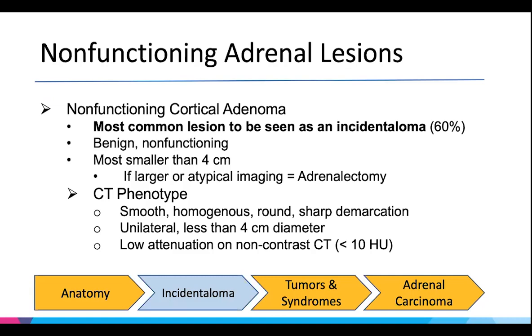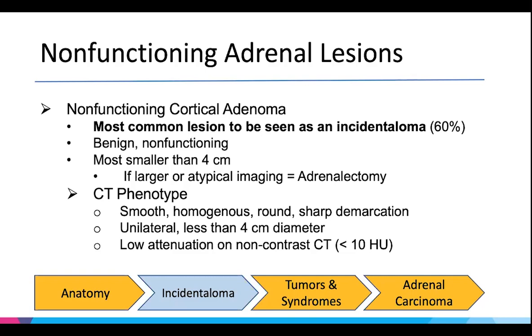So starting with the most common incidentaloma, non-functioning adrenal lesions. A non-functioning cortical adenoma is the most common lesion to be seen as an incidentaloma, 60%. They are benign and non-functioning. Most are smaller than 4 centimeters, which is an important number, as we saw in one of the questions. That's your cutoff point to really be safe to think that it's a non-functioning incidentaloma. If it's larger or has atypical imaging, you may consider an adrenalectomy, as we'll talk about.